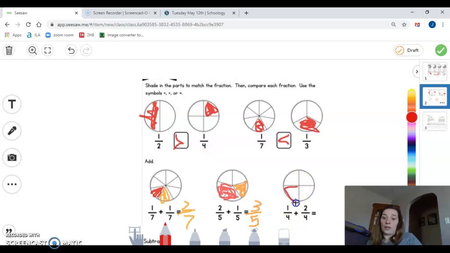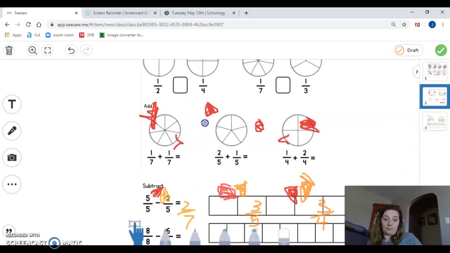Last one like this, I'm going to go back to my red and I'm going to shade in this one 1/4. And then I'm going to go back to my orange. And I'm going to shade in 2/4. 1, 2. Okay, now I need to find out how many do I have shaded all together. Right, 3. There's 3 parts shaded out of how many? How many are in this whole circle? Right, there's 4. My denominator is 4. Perfect. Good job.